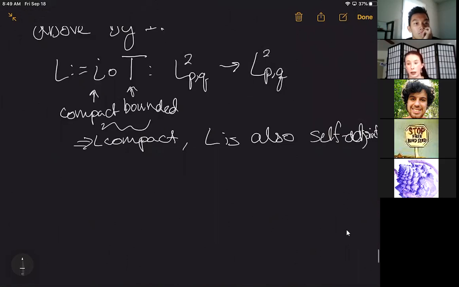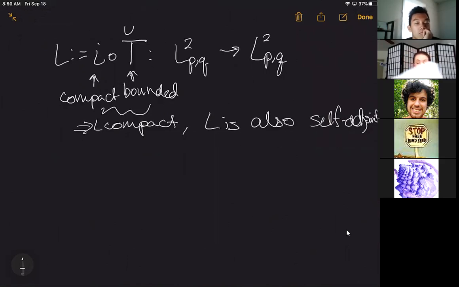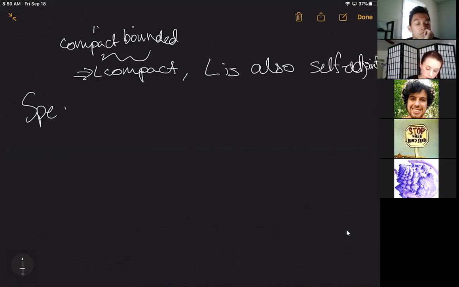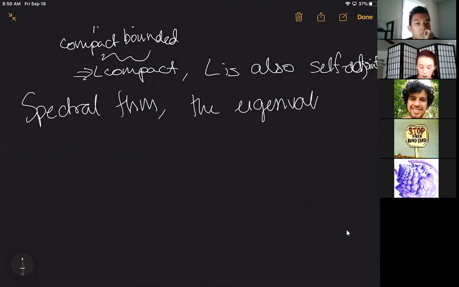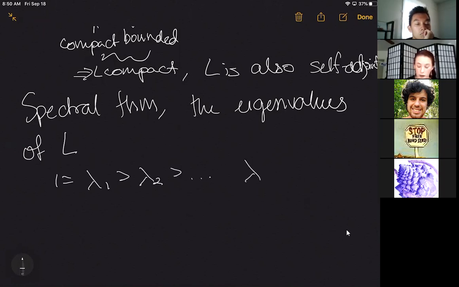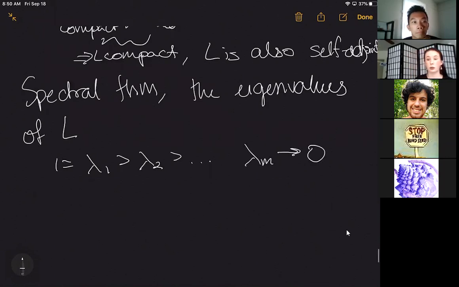Now we have a compact self-adjoint operator, so we can apply the spectral theorem. By the spectral theorem, the eigenvalues of L form a sequence. So lambda 1 is our first eigenvalue, and then we have lambda 2, and this goes on where lambda m converges to 0. So it's an infinite dimensional space. We have infinitely many eigenvalues. The accumulation point of those eigenvalues is 0.